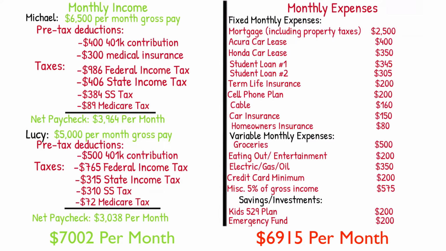Groceries, $500 a month for a family of 4. Very realistic. I don't know how much of that you could really cut out. I have a family of 5. We spend more than that on groceries.